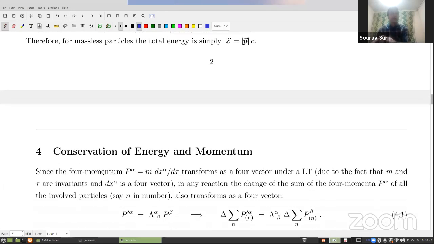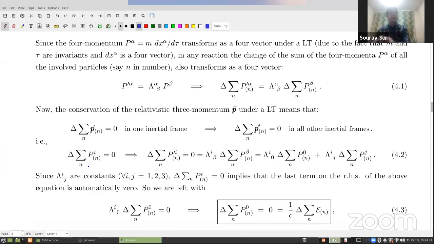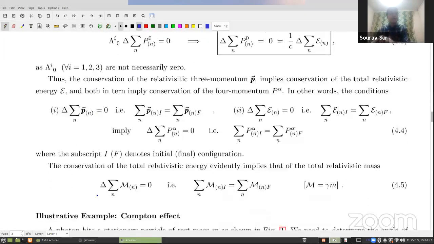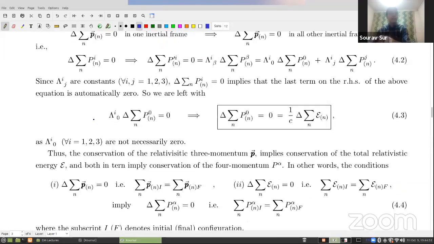Missed it. No, here. This proof is in section 4. I'll not go to the details of these things.